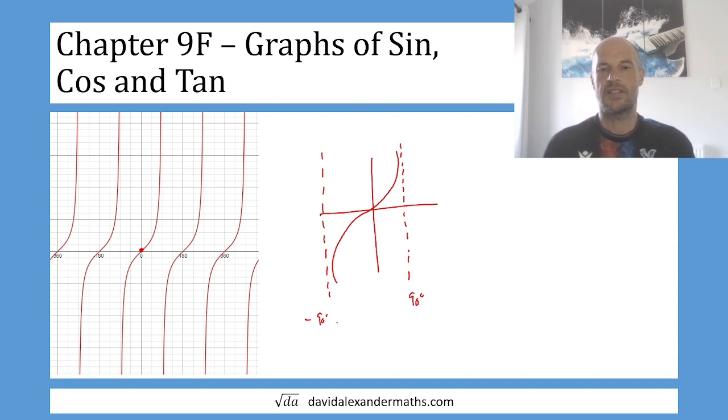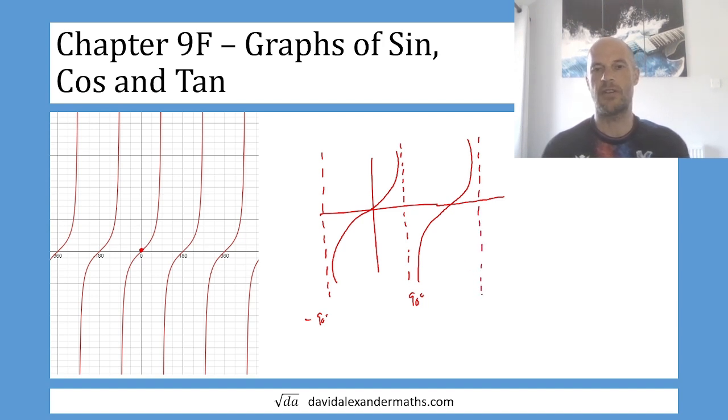So tan repeats every 180 degrees. There's 180 degrees between -90 and 90. The curve will never touch -90 and it will never touch +90, and it goes through the origin, as I said before. So we can do another tan curve like so. As it repeats every 180, the asymptotes repeat every 180.